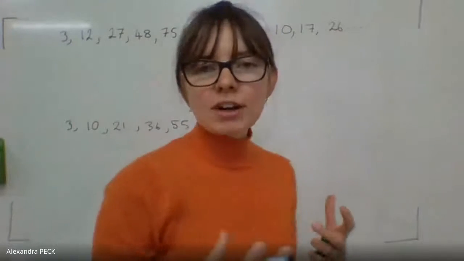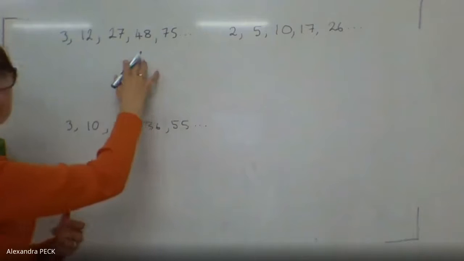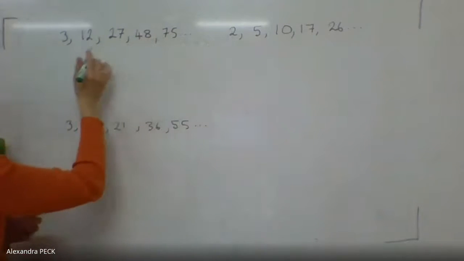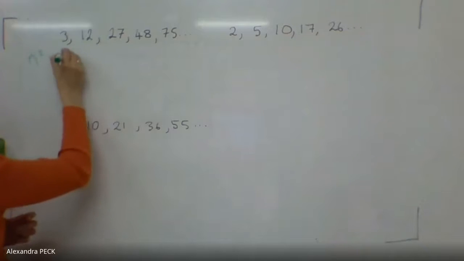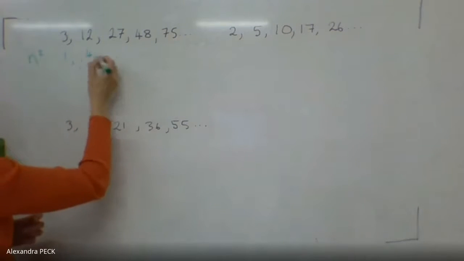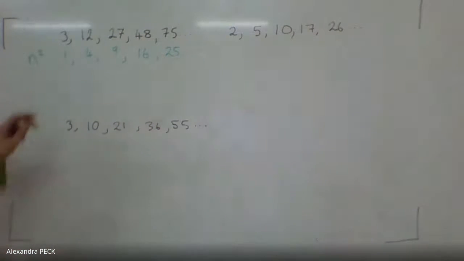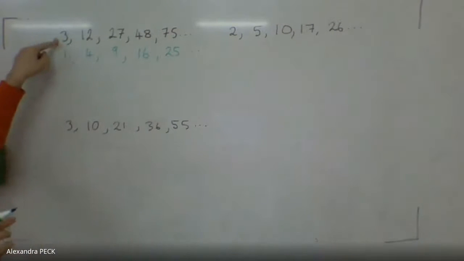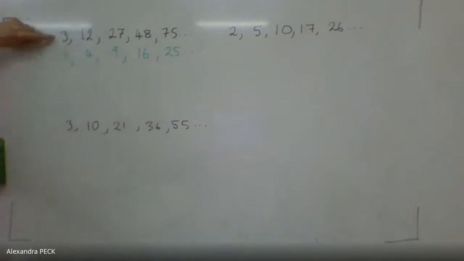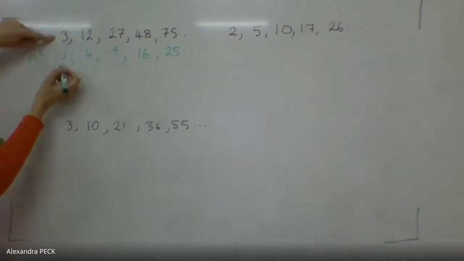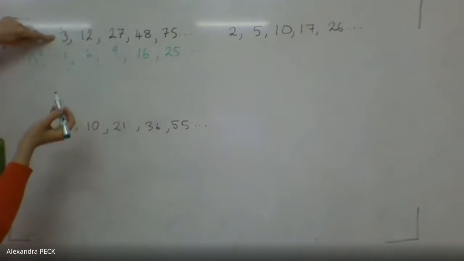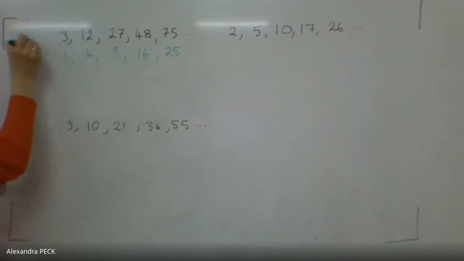Now, first of all, I'm just going to write out the sequence for n squared underneath my first sequence, and I'm going to compare it with the sequence I have here. So the sequence for n squared is 1 squared is 1, 2 squared is 4, 3 squared is 9, 4 squared is 16, and 5 squared is 25. So this is my n squared sequence, and here's the sequence for which I want to find the nth term. If I think about this for a moment, I can see that my sequence here is 3 times the n squared sequence. 1 times 3 is 3, 4 times 3 is 12, 9 times 3 is 27, and so on. So my sequence here must be the 3n squared sequence.